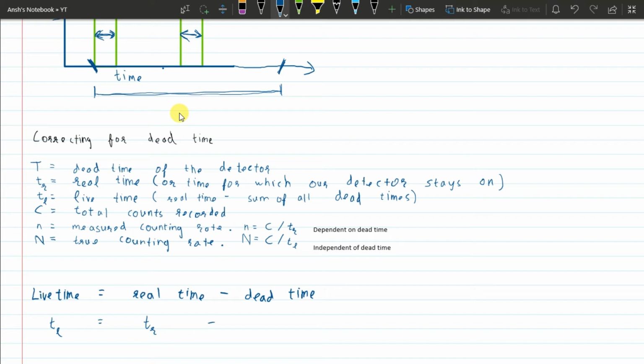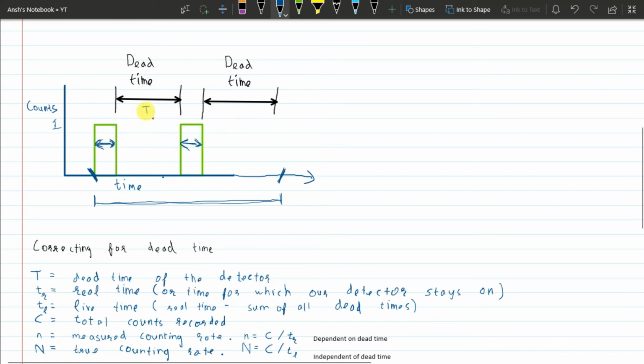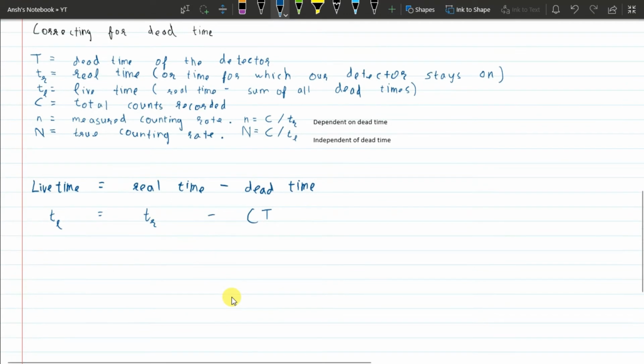So what do we say the dead time is? In this case, you can see that we have two counts, and corresponding to two counts, we have two dead times, or two times capital T, so 2T dead time. So if we have c number of counts, we will have a dead time duration of cT, right? So now we'll rearrange this a little bit.